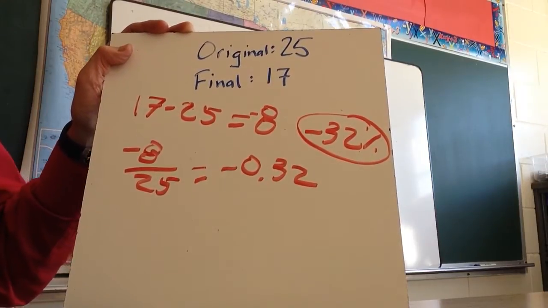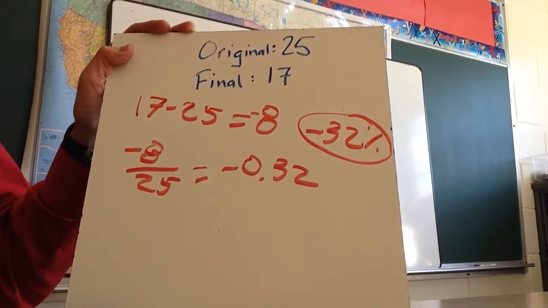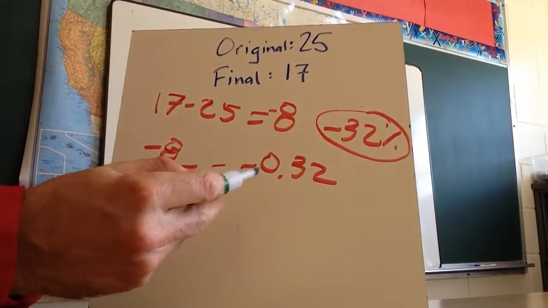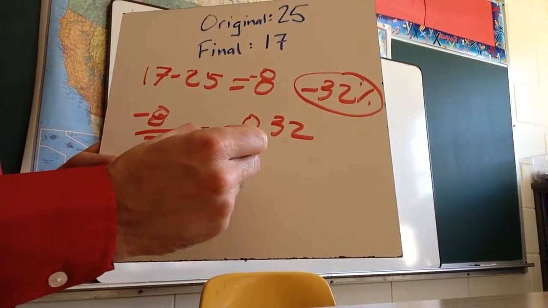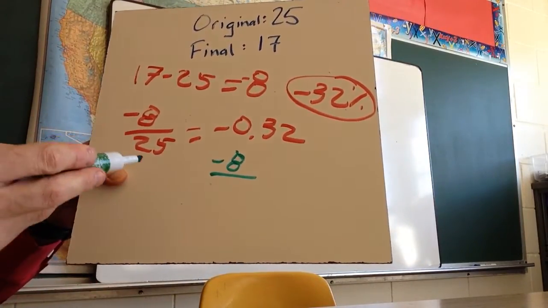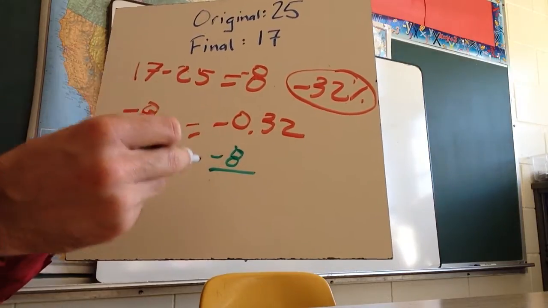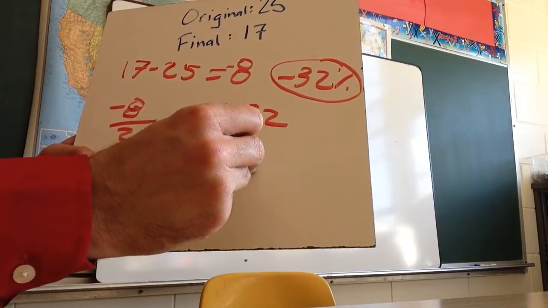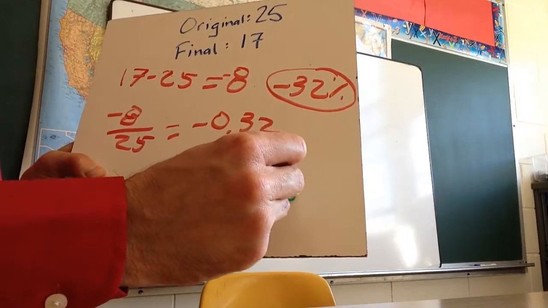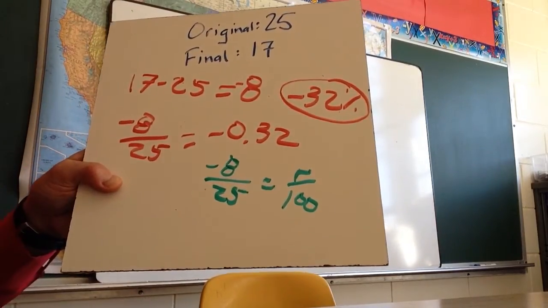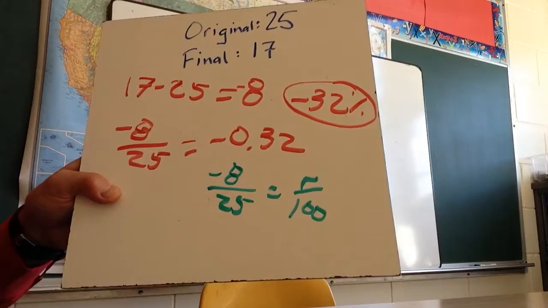The other way, and I won't necessarily solve it this way, however, if you did it this way, it's obviously okay, would be to go negative 8, which is the change, over the original, which is 25, equals r over 100. Then you would just cross multiply, and you should get r equals negative 32.